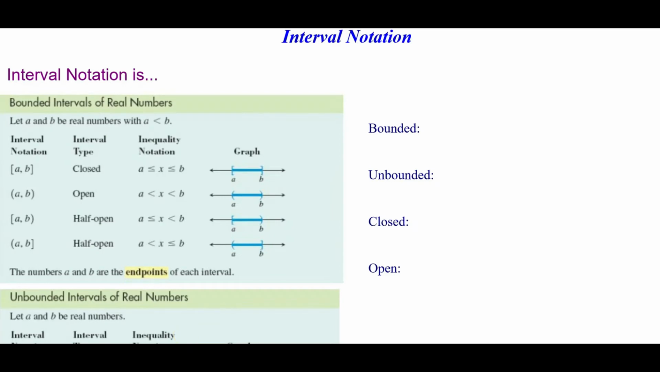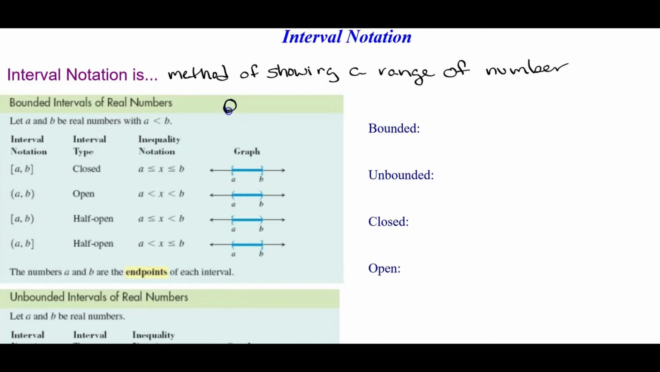So just a first quick review of interval notation. Most of you should have seen this in Algebra 1. Interval notation is just a method of showing a range of numbers. Most of you are probably used to using closed circles and open circles on the number line. We're going to change that to include square brackets and parentheses. We're going to replace closed circles with square brackets, and open circles with parentheses.